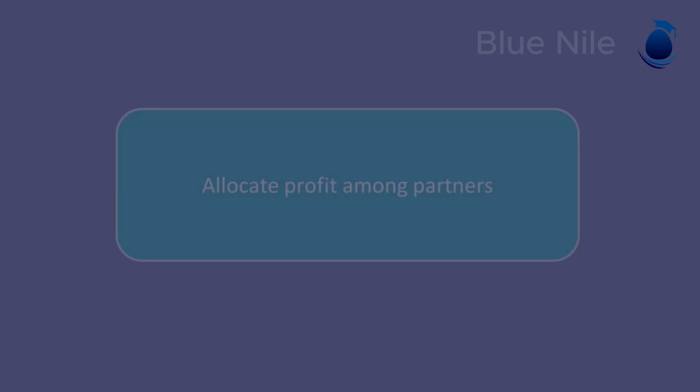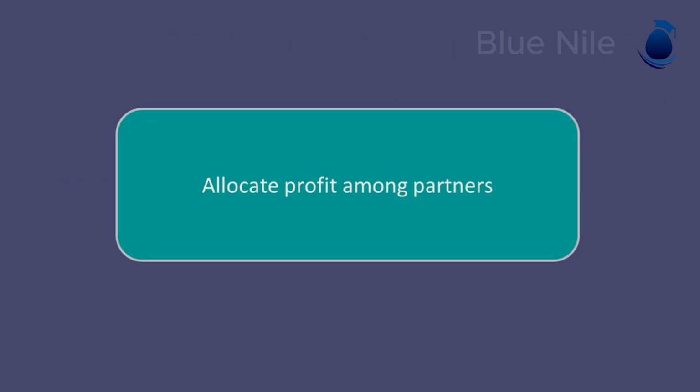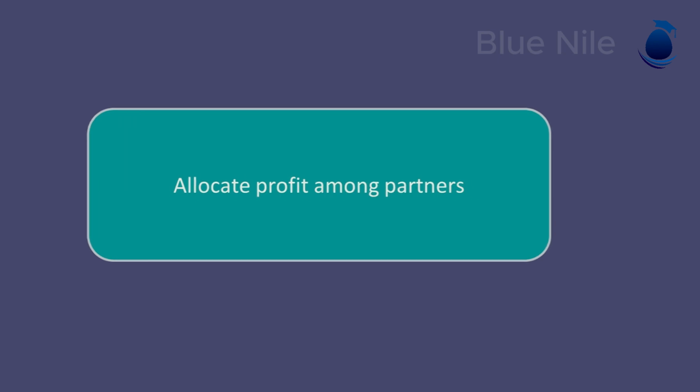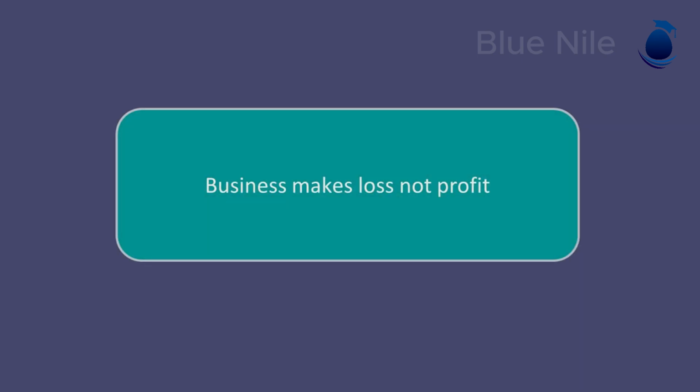Where the business we're looking at is a partnership, there will be a further stage to consider between steps 1 and 2, which is to allocate the profits between the partners. And one final area for us to consider with self-employment is how we deal with the situation where the business makes losses rather than profits.